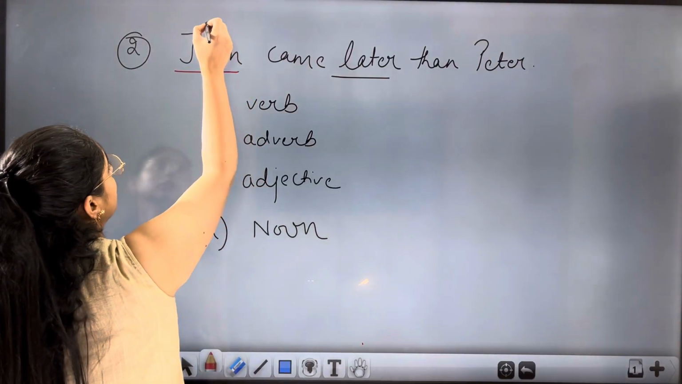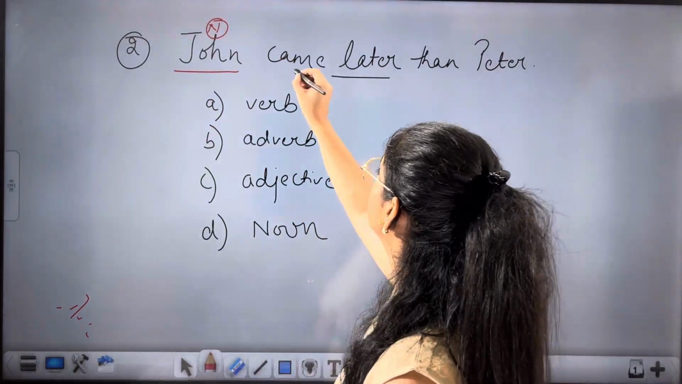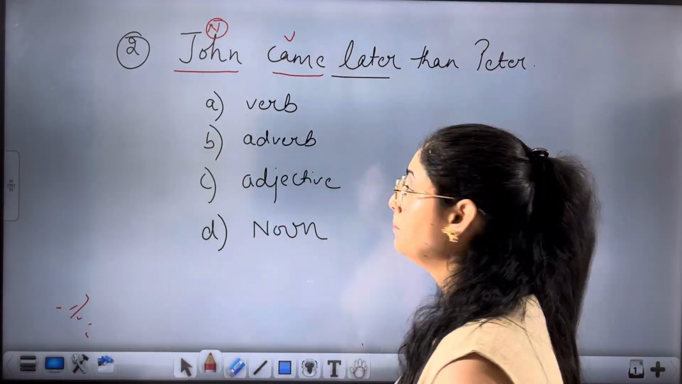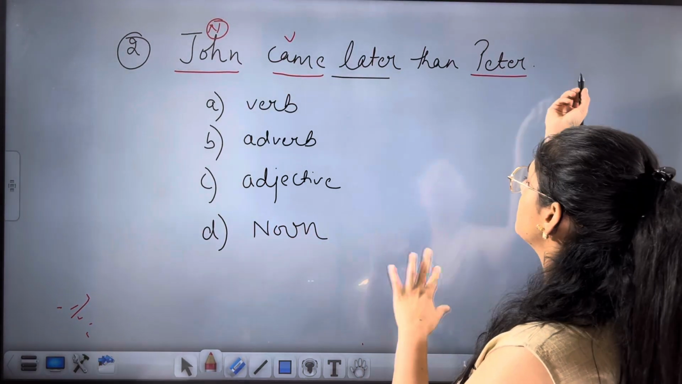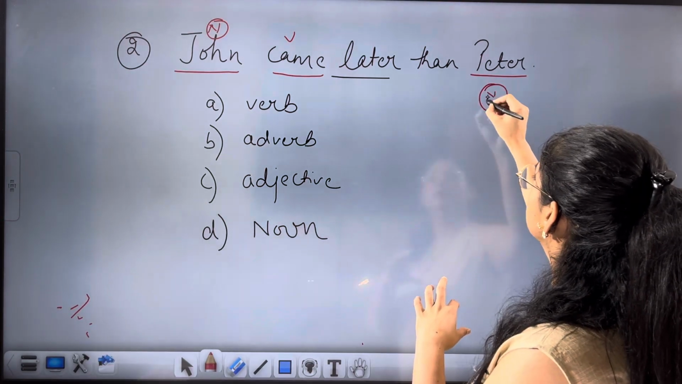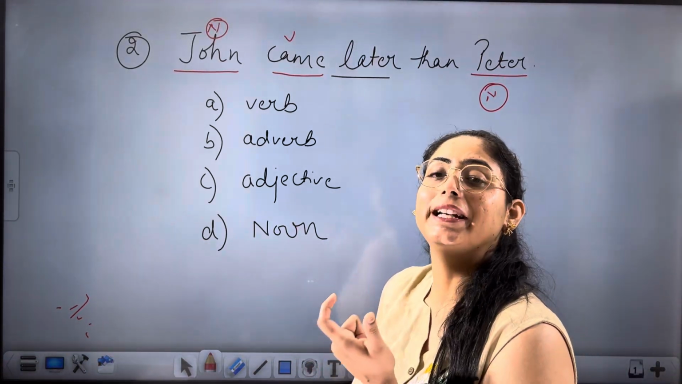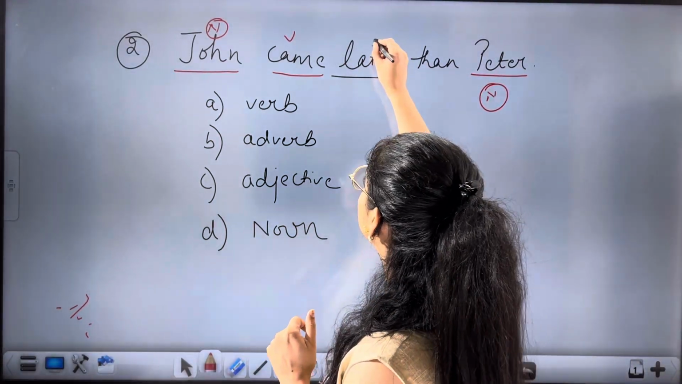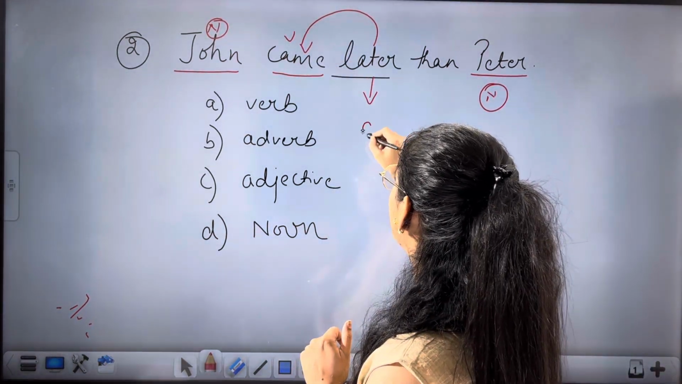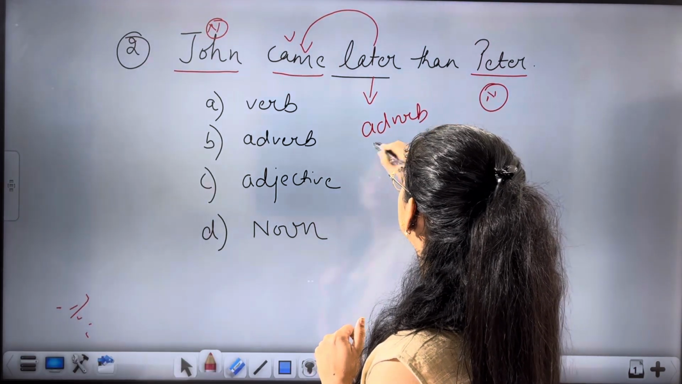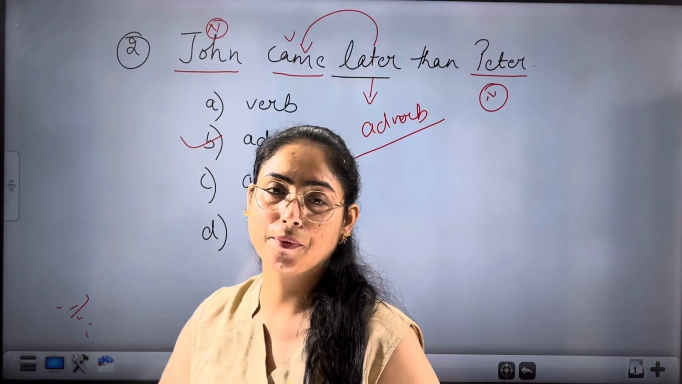John, noun, name of a person, very easy to find. Came, verb, he came. He came later than Peter. Peter is another object, or you can say another noun. John came later than Peter. So later is describing what? When did he come? Therefore, later is qualifying this verb. Therefore, later is acting as an adverb. I hope you got the answer. Answer is adverb.